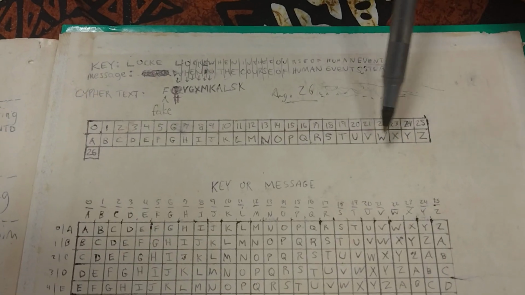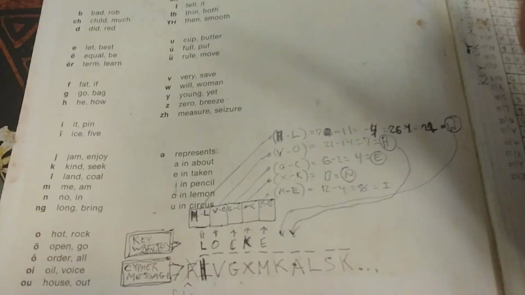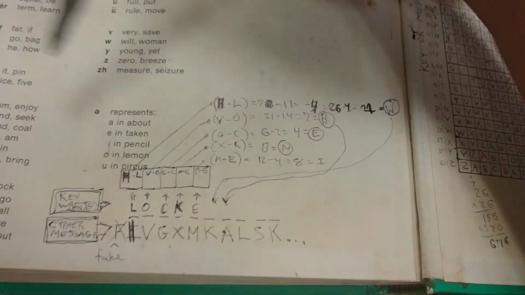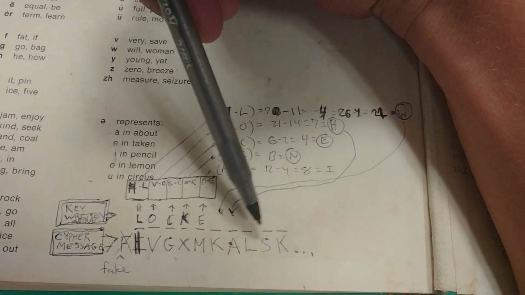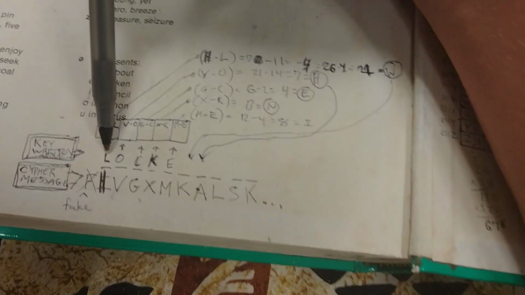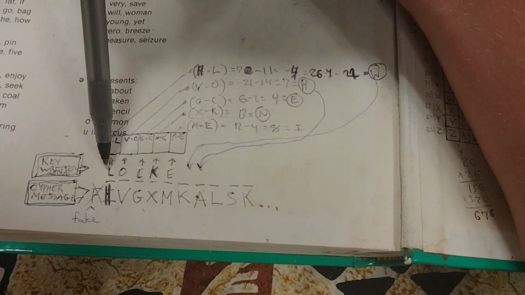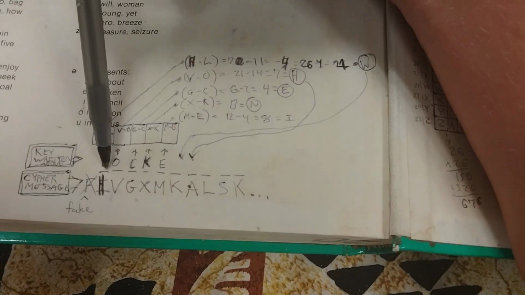So what you're going to do is, let's decode this. Let's say you get this message here: HVGXMKALSK. Well, you already know what the key is, because this is what you sent them. So they're going to go LOCKE.